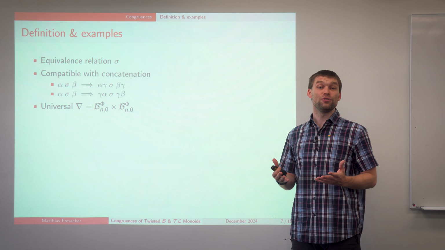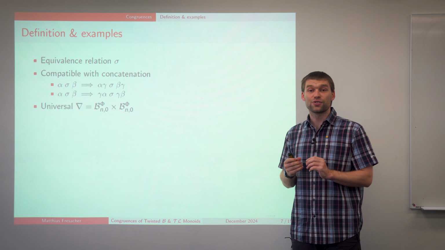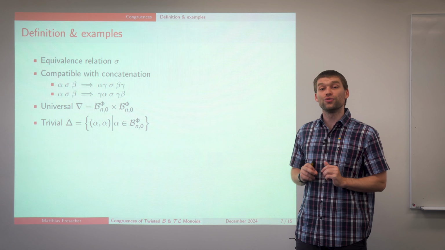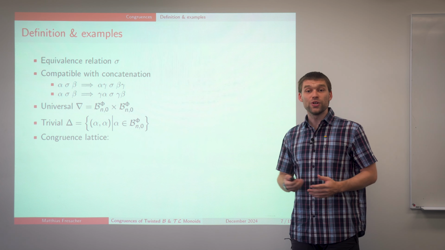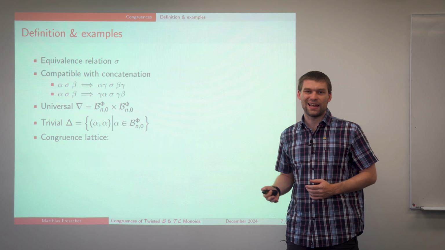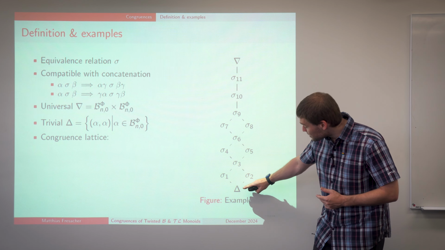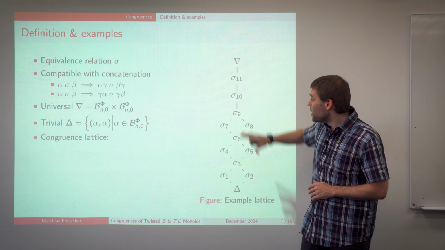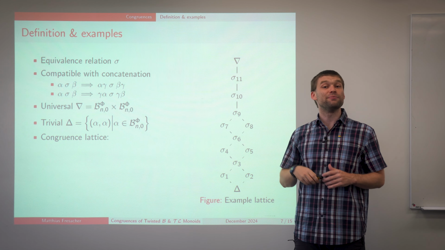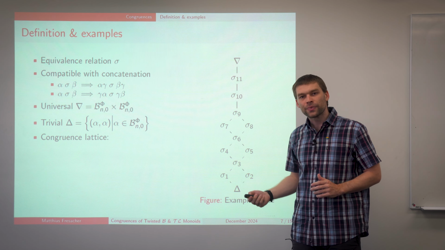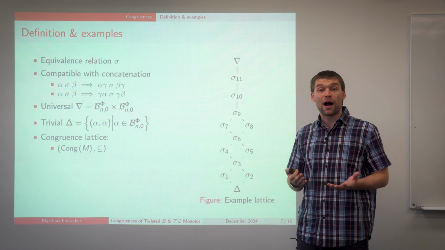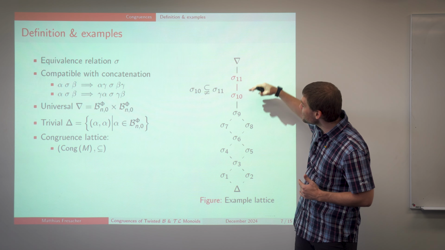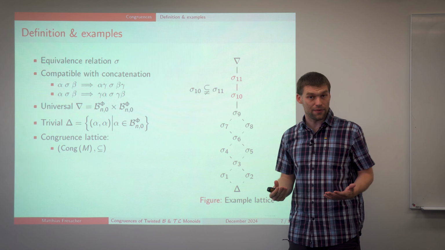Some easy examples include the universal congruence, where everything is congruent to everything else, or the trivial congruence, where everything is only congruent to itself. In between these two extremes, we're going to have a congruence lattice. So you can picture this as the trivial congruence sitting at the bottom, the universal congruence sitting at the top, and all sorts of different congruences sitting in between these two extremes. We can think of this lattice as a partially ordered set via subset inclusion. So for example, sigma 10 here is a strict subset of sigma 11.